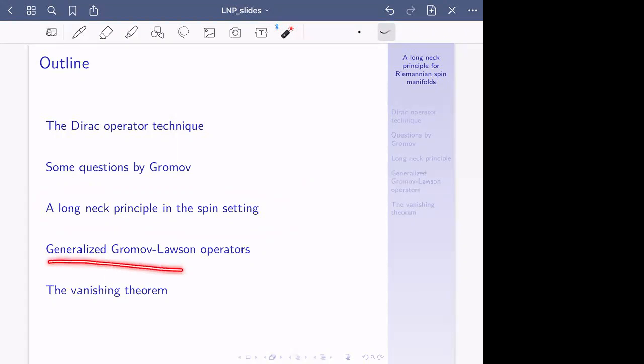So I will discuss the generalized Gromov-Lawson operators, which are a generalization of the analytic work of Gromov-Lawson from the classical paper from 1983. And then I will give an explanation of the vanishing theorem. Anyway, so let's start.